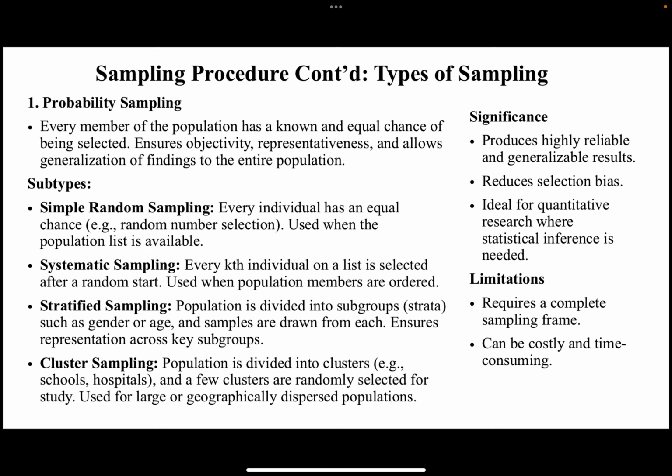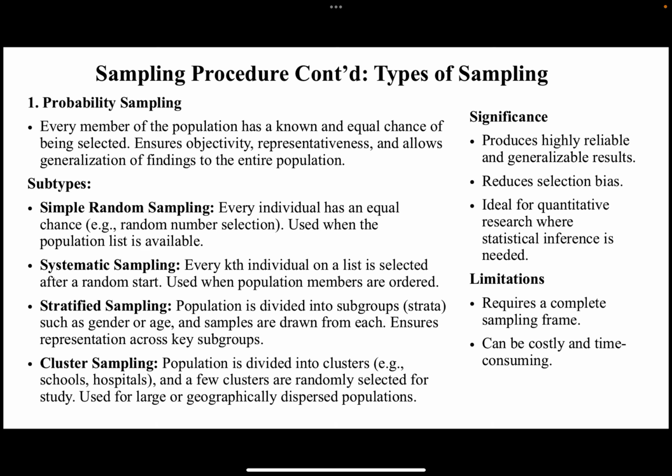Now, let's move on to stratified sampling. Remember that stratified sampling is also a subtype of probability sampling technique. In stratified sampling, the population is divided into subgroups called strata, such as gender, age, or profession. Samples are then taken from each group.